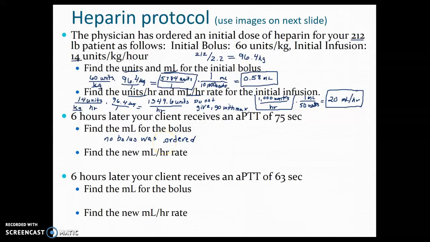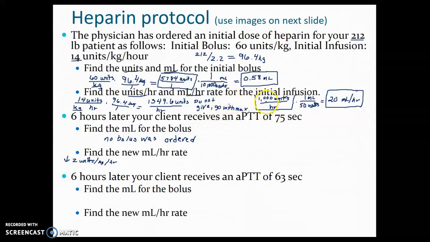We actually want less. And then we're to find a new milliliter per hour rate, and when we read the protocol, it said to decrease by 2 units per kilogram per hour. Now, in the previous problem that we did, we were able to add that 2 to the 14. So our temptation here is to take this 14 and subtract 2. The issue is that we never gave the 14. We had reached the conclusion not to give that, but instead to go with the maximum.